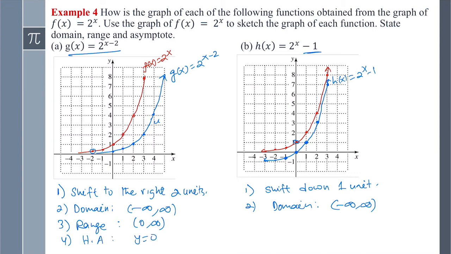Here for the second function, the range is going to change because we move the graph down. So the horizontal asymptote here is this line right here, which is y equals -1. And the range is from -1 to infinity. Since we move the graph 1 unit down, the range will change. Similarly, the horizontal asymptote is the line y equals -1.